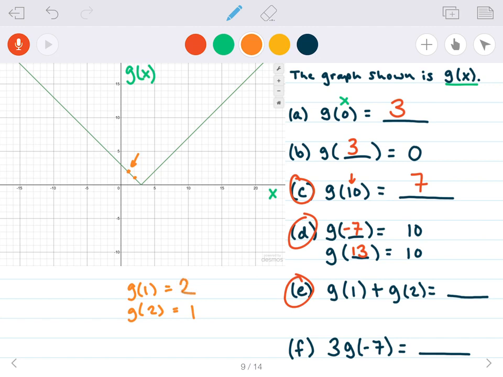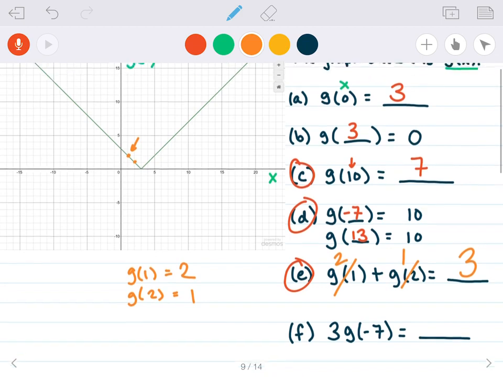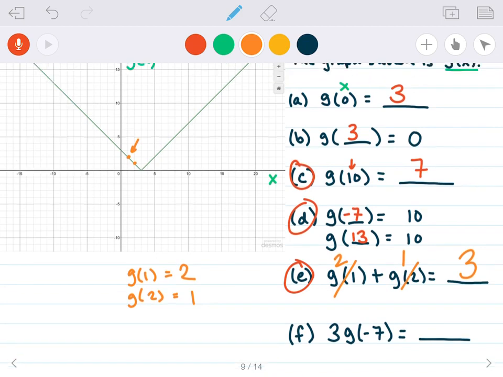Therefore, g of 1 plus g of 2, we just replace. g of 1 is the same thing as 2, and g of 2 is the same thing as 1. So 2 plus 1 is 3, and that's my answer. Okay, the next one says, what is 3 times g of -7? Well, we know g of -7 is 10 from part D. So therefore, 3 times 10 is equal to 30. Okay, so that's my answer here.